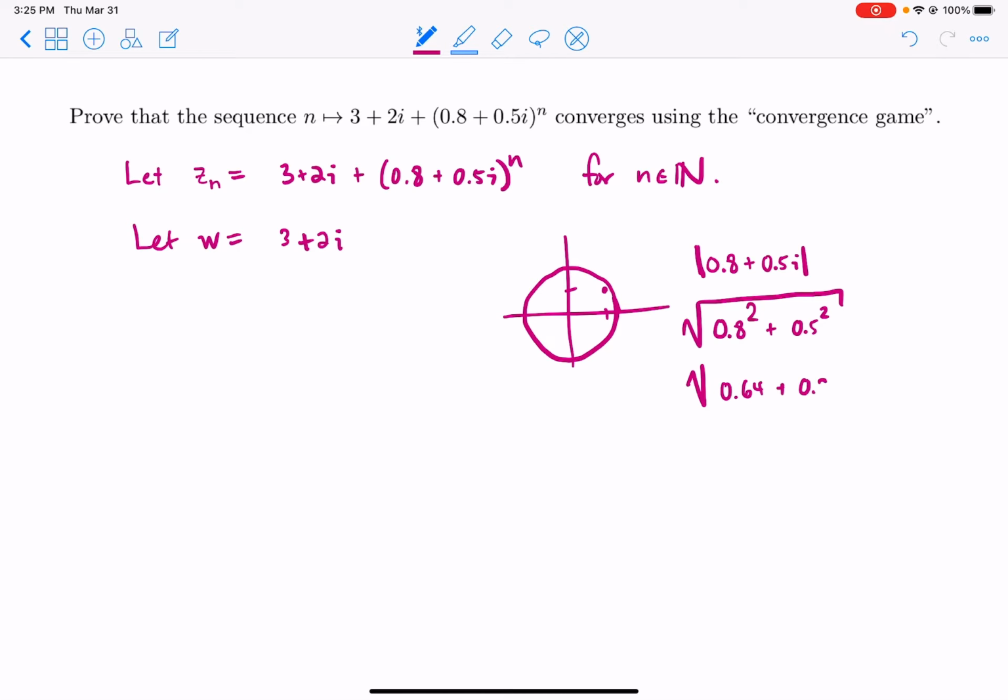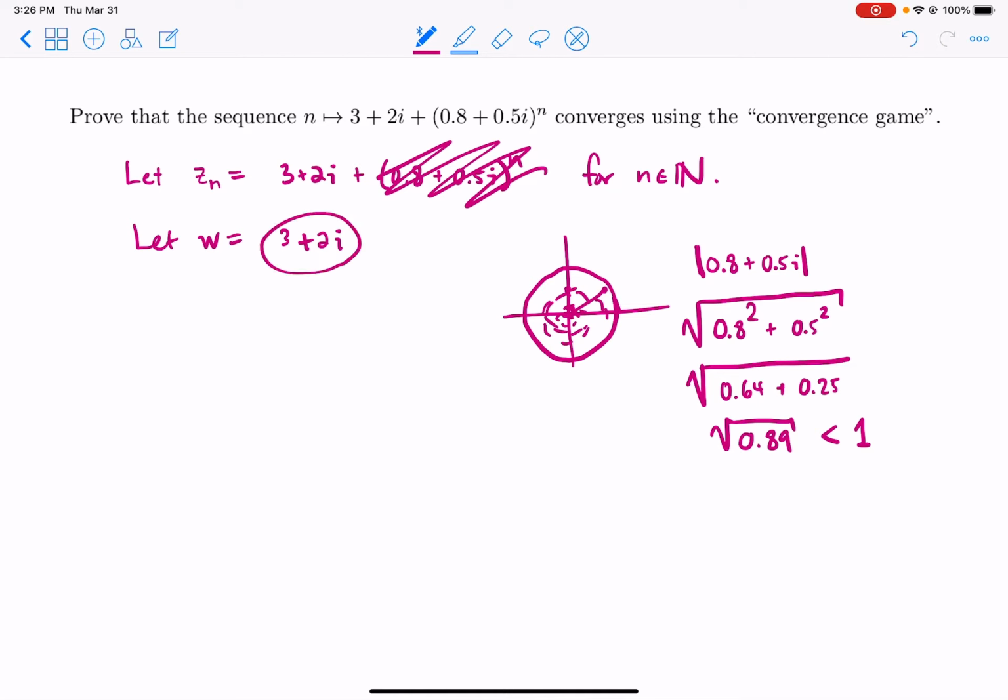So 0.64 plus 0.25. Okay, so this is some number, and you'll notice it is less than 1. And so it really is in the unit circle. It has some angle, and we're just going to keep marching around by that angle. But we keep shrinking because each time we multiply by the size of that number, so it's going to spiral around and get smaller and smaller and go to 0. So this piece will go to 0, and this will be the limit.